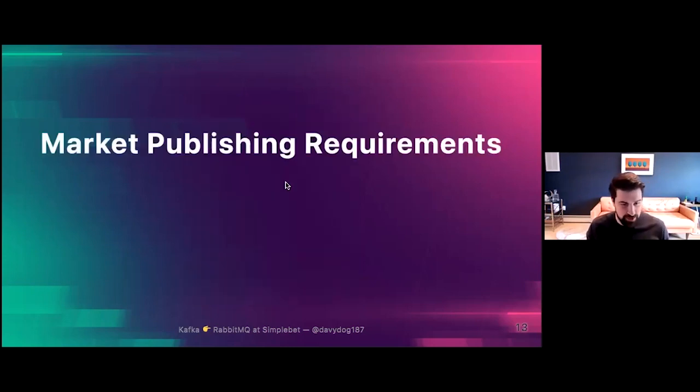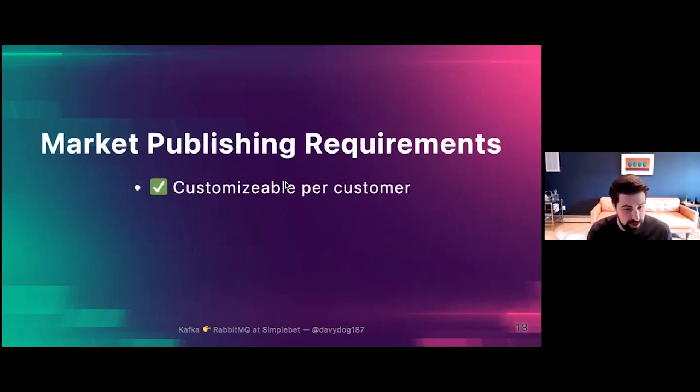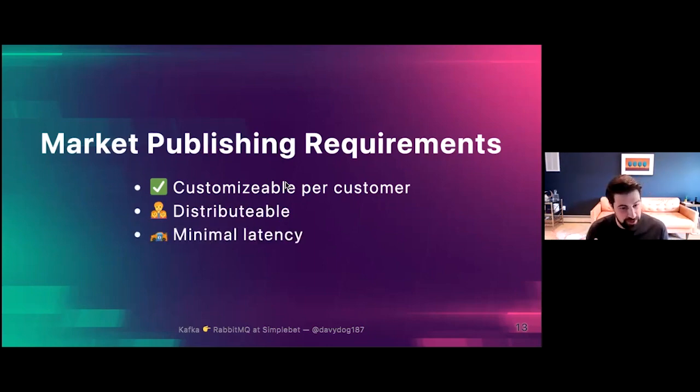So when we were deciding what this message bus should be, there were a few requirements that we had. One was that it needed to be customizable per customer. We want to be able to send data specialized per customer. Distributable, so we want to be able to fan data out. With minimal latency, so if you're dealing with real-time data, speed is crucial. And so we need to send a message and it needs to arrive very quickly.